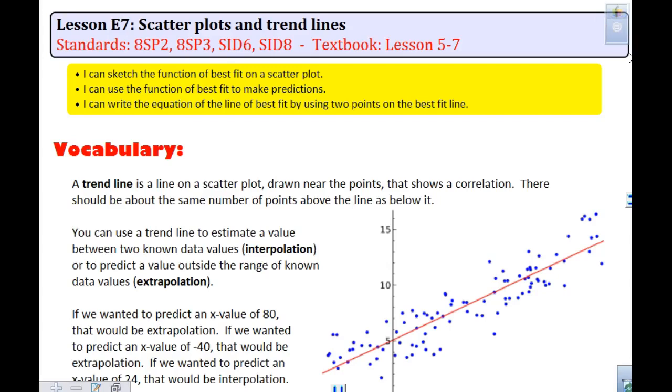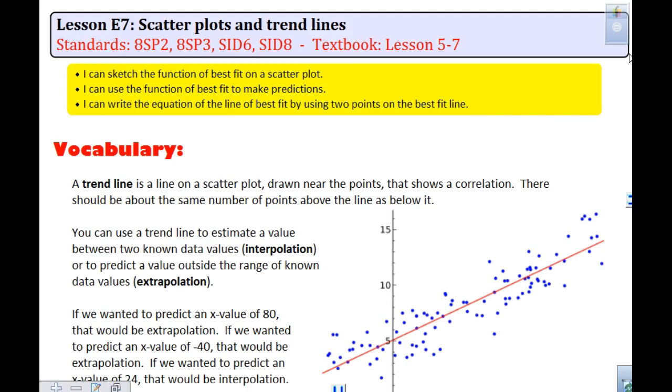With the unit. So scatter plots we did before break. What we are looking at now is I can sketch a function, the best fitting line for a scatter plot, make predictions using that, and write an equation. So today we're going to go back to equations from point slope form, slope intercept, not so much standard form because they don't work as well with these.